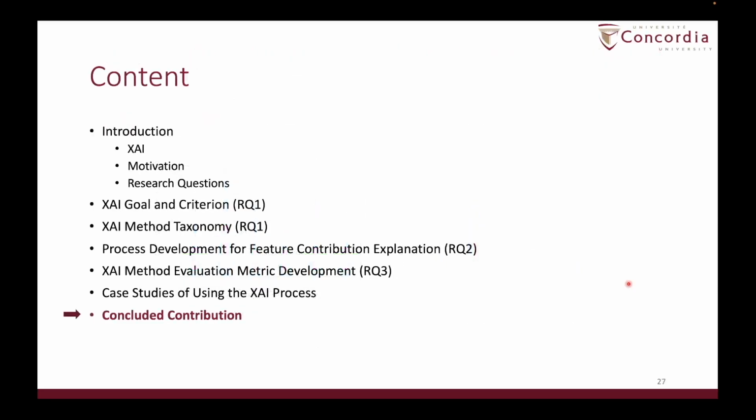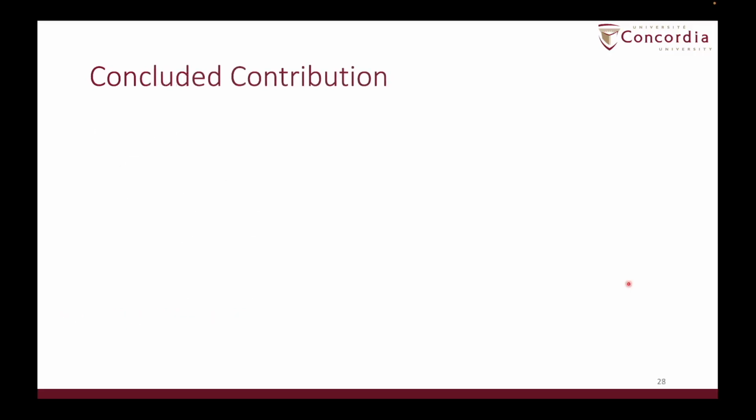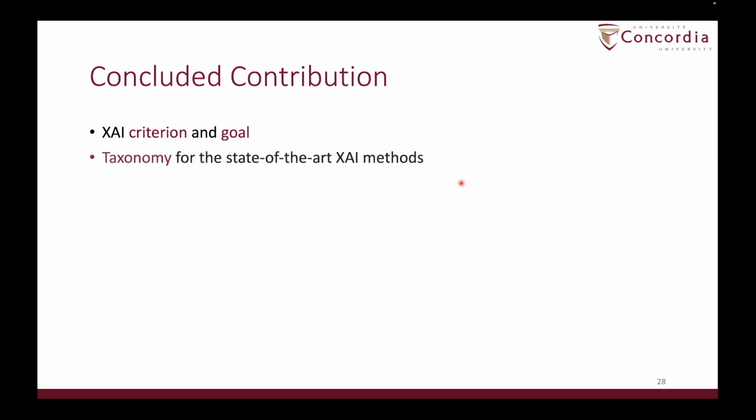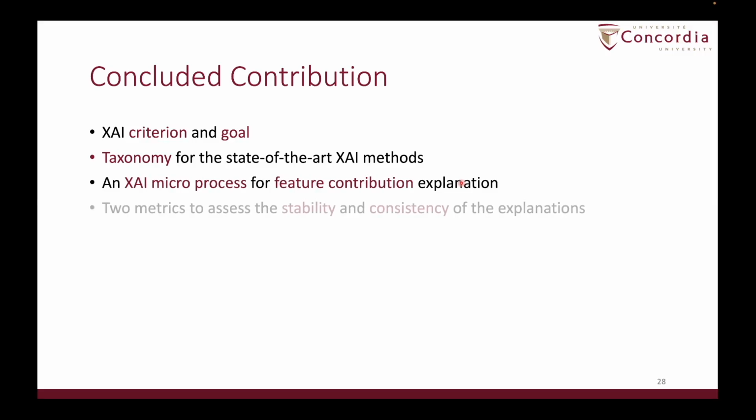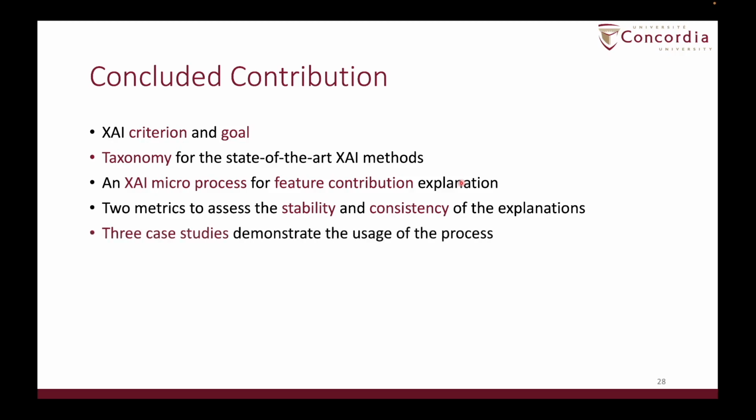Finally, we conclude our contribution. First, we summarize the XAI criteria and goals from the existing works. Also, we construct a taxonomy to help XAI practitioners to select XAI methods for specific goals. And then we develop the XAI process for feature contribution explanation and further define the stability and consistency metrics. Lastly, we provide three case studies to demonstrate the usage of the process.